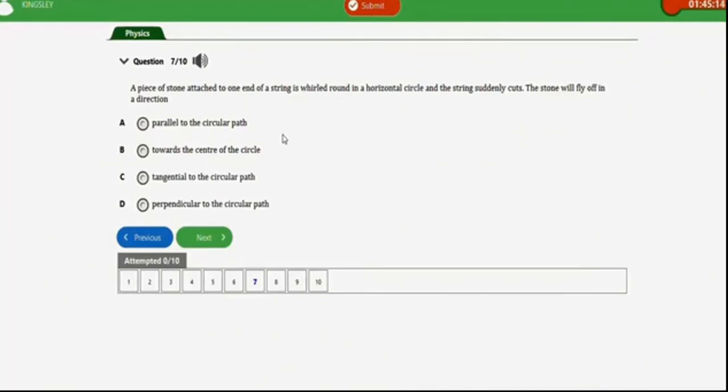So the correct option to this question is option C. The stone will fly off in a direction tangential to a circular path.